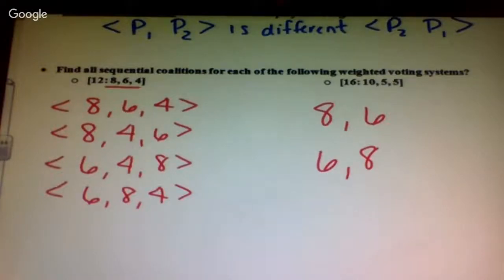Why do we need to put the different orders though? Because of what we're gonna do with Shapley. Oh. Because we're gonna look at pivotal players.